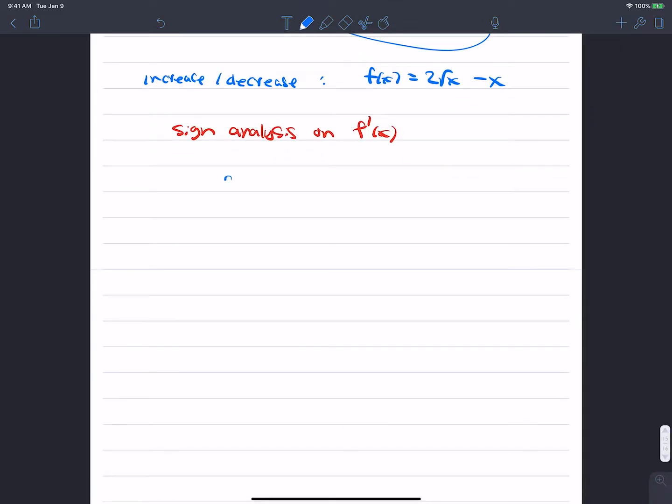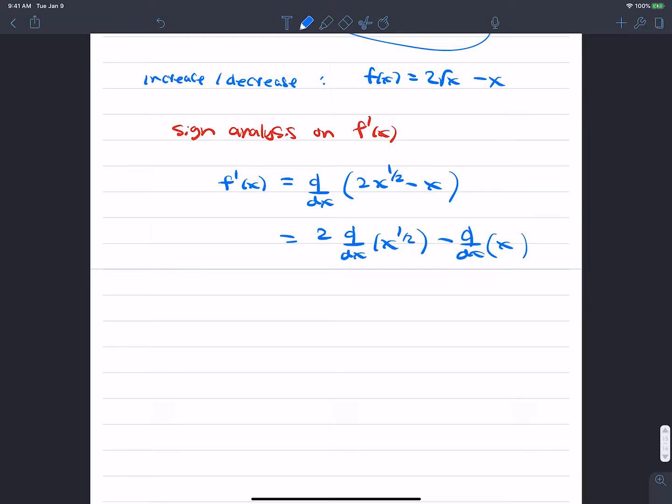So, f prime of x is d/dx of 2 square root of x minus x, and I'm going to write this as x to the what? 1/2. So by properties of derivatives, the derivative of a difference is the difference of derivatives. Derivative of a constant times a function is a constant times the derivative of the function.